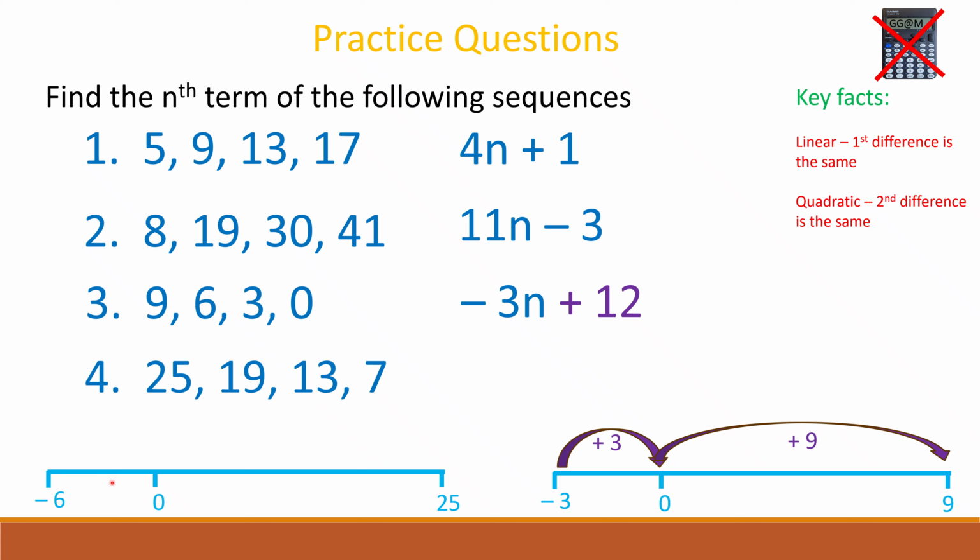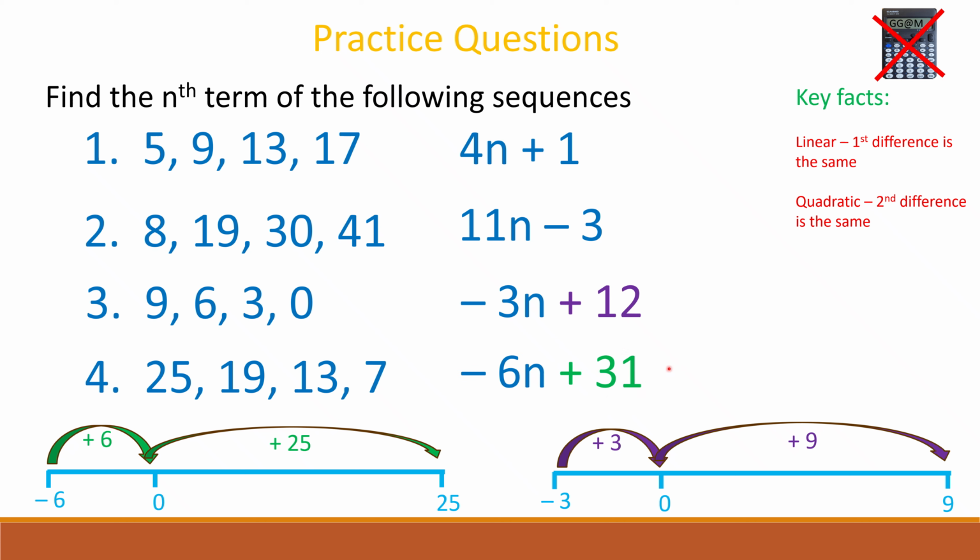So how do I get from negative 6 all the way up to 25? Well, from negative 6 to 0 is 6, and from 0 up to 25 is 25. So I've got to do 6 plus 25, which gives me 31, which is the number on the end. So my formula for the nth term is negative 6n plus 31.